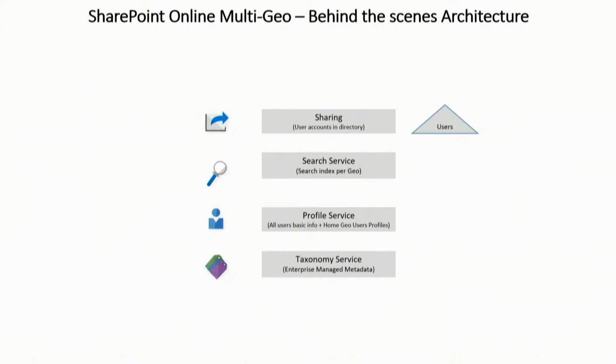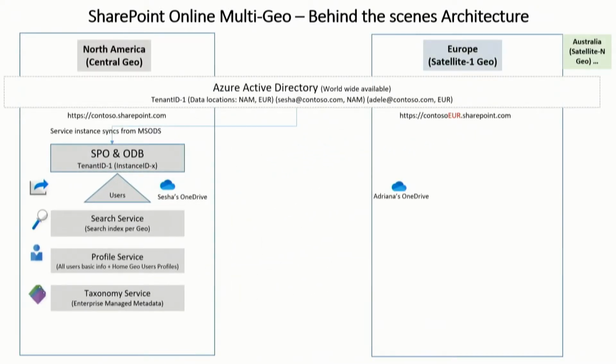Okay, so let's talk about how we actually made all these things work. Here are the basic four premises: sharing, search, profile, and taxonomy. Those are the four major complex environments, as you all know from the SharePoint perspective. So what we have done is you have a single tenant, which is in the Azure Active Directory represented there. And that tenant information is what we call worldwide replicated. That means any satellite location that I spin off, I will be able to synchronize that information to that satellite location. That's why we call it worldwide available for you.